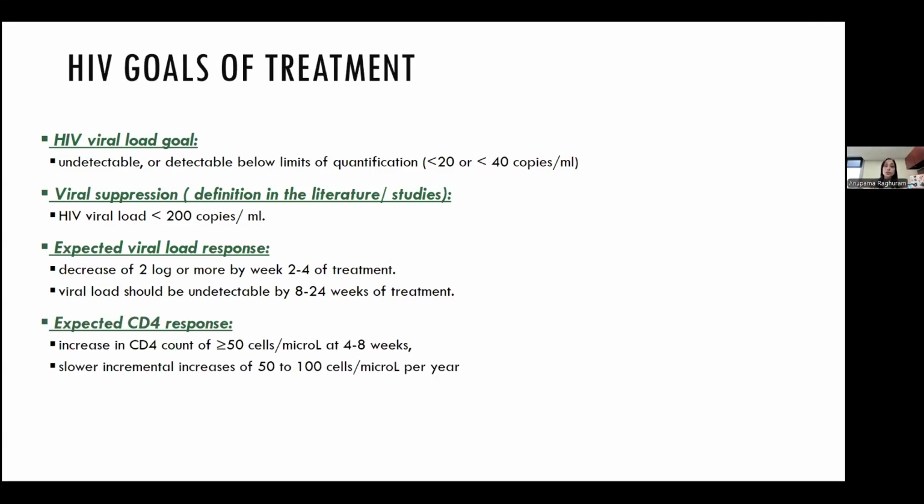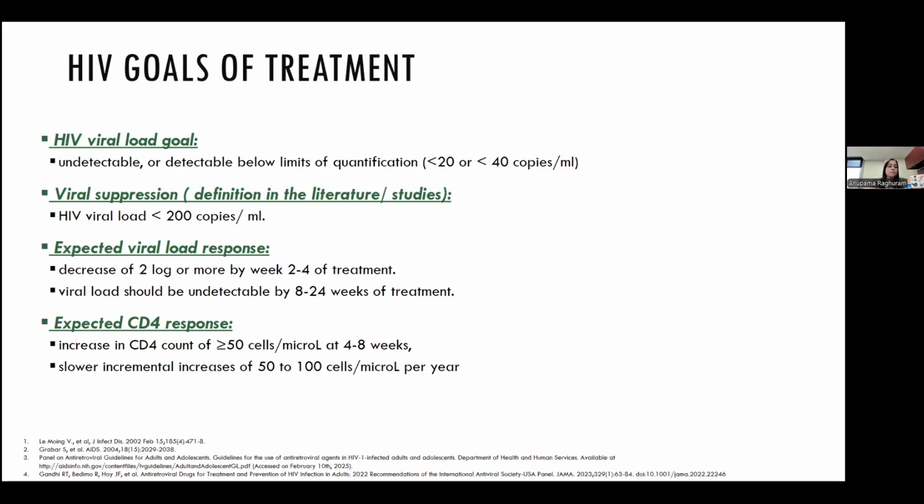What about the CD4 response? An increase of CD4 count by around 50 cells at the 4 to 8 week mark is expected. And then per year, you're going to gain about 50 to 100 cells. Now, I will say in clinical practice, this is quite variable. I don't think it's set in stone that everybody goes up by 50 cells by 4 to 8 weeks. A lot of them do, some do more, others have a slower immune recovery. But that's the general ballpark that you expect, okay?